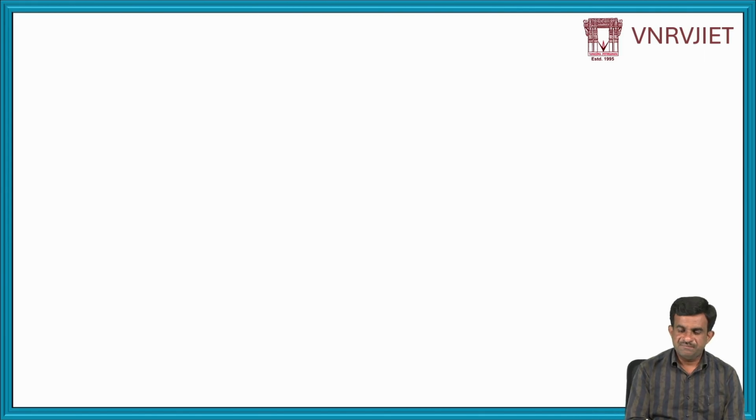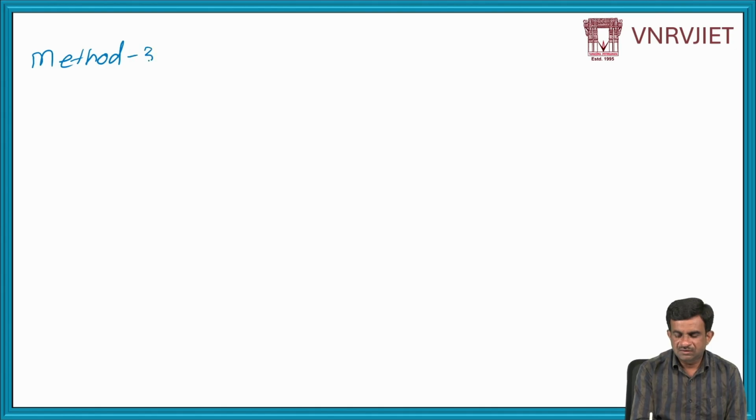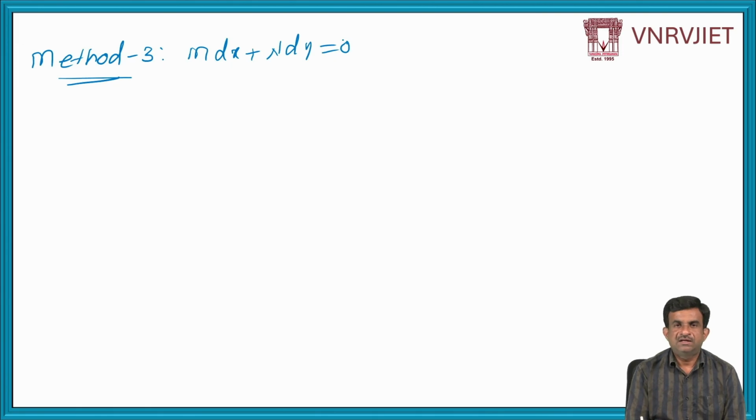This class will see finding the solutions of non-exact differential equations only, again by using method 3 and method 4. In method 3, whenever the differential equation is in the form M dx plus N dy equal to 0, and if we are able to calculate the partial derivatives ∂M/∂y and ∂N/∂x, then we can check whether ∂M/∂y equals ∂N/∂x or not.